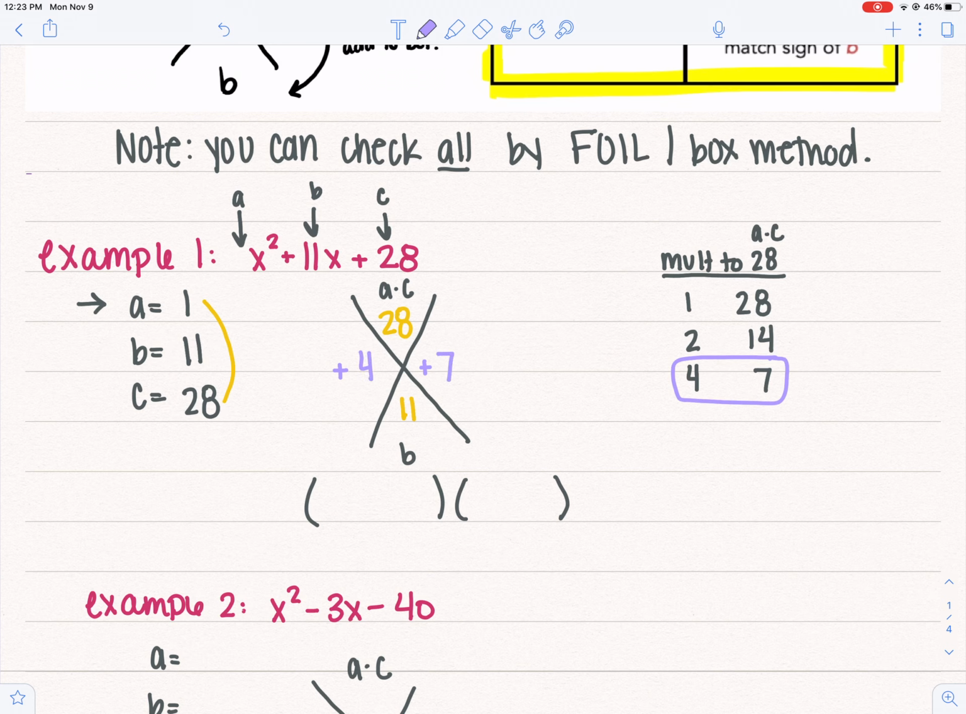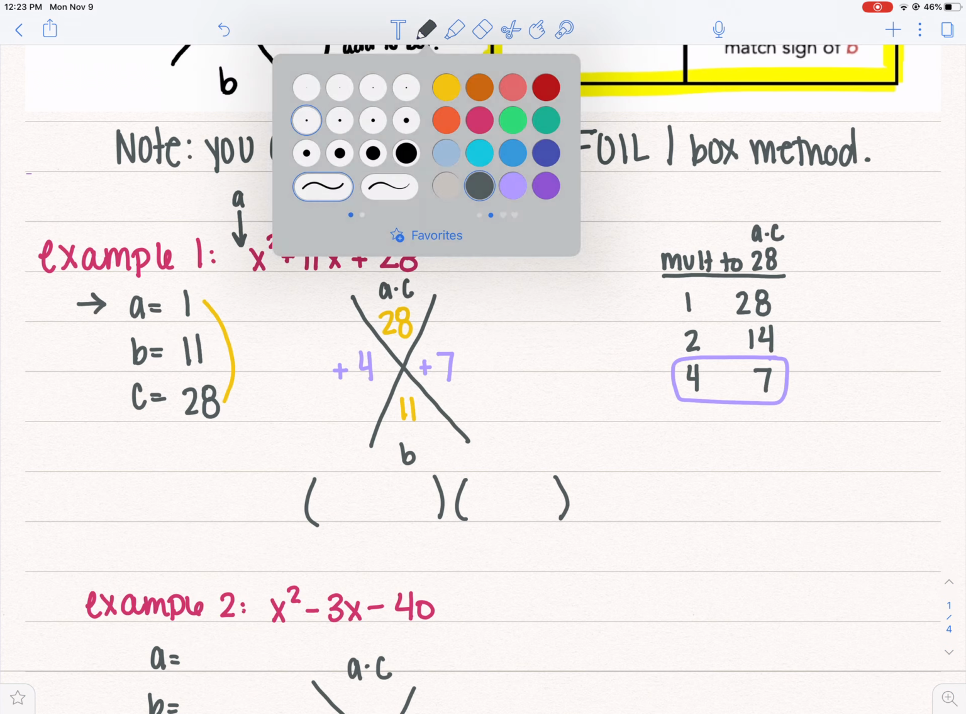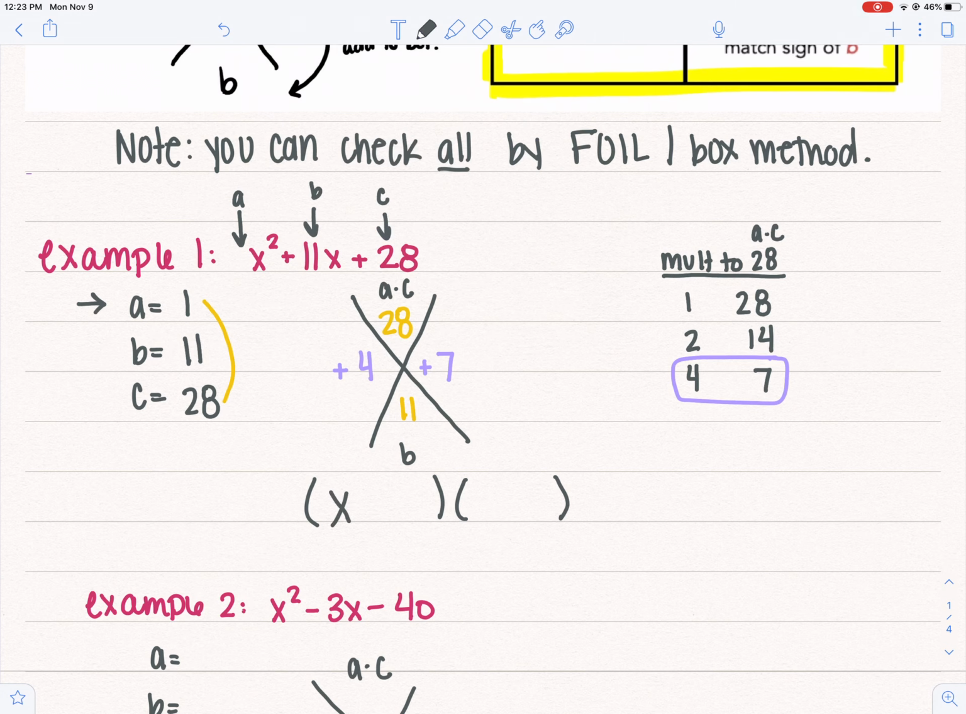which is going to give me 4 and 7 as my factors. The shortcut for this is then in your parentheses, I'm going to have x and x because that is my variable. X squared will give me x times x. And then I'm going to have the two numbers I just found, plus 4 and plus 7.